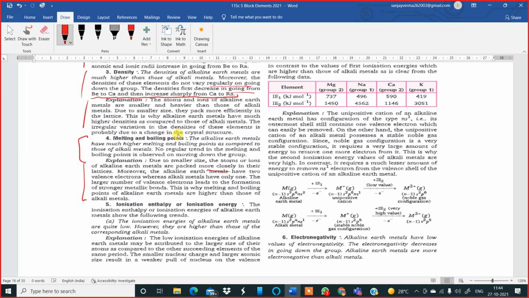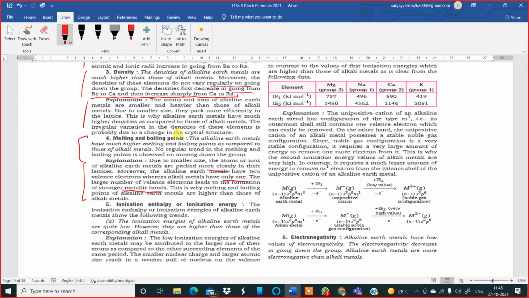So that's the main reason. Moreover, the alkaline earth metals have two valence electrons, whereas alkali metals have only one. The large number of valence electrons leads to the formation of stronger metallic bonds. Okay, that's why the melting points and the boiling points are higher, because the higher the number of valence electrons, the more is the tendency of those elements to form stronger bonds, which are metallic.